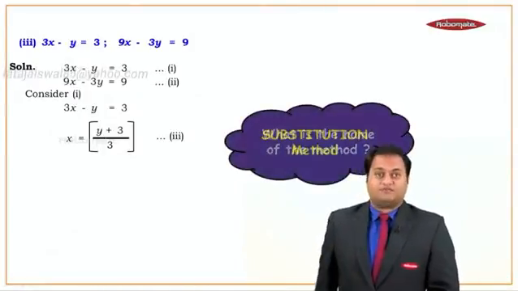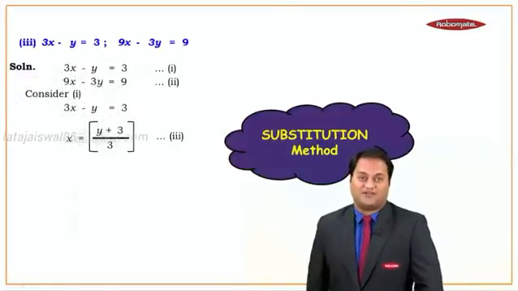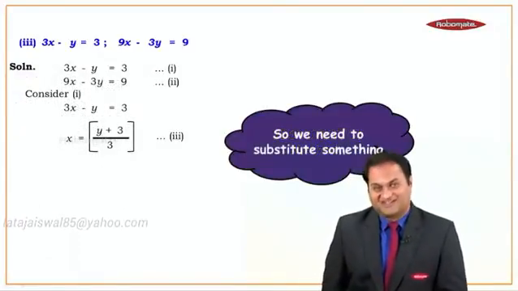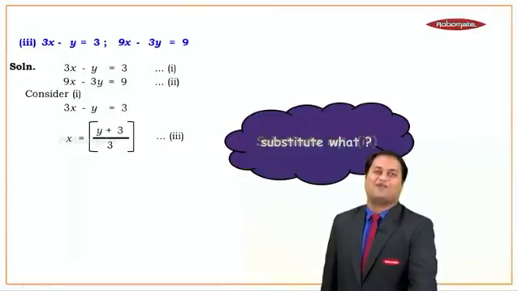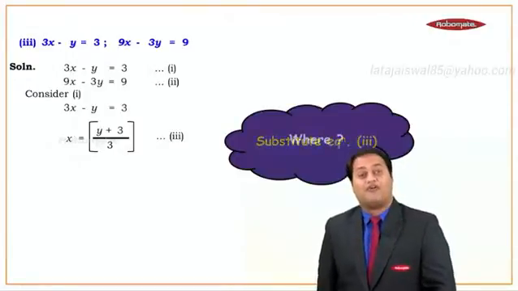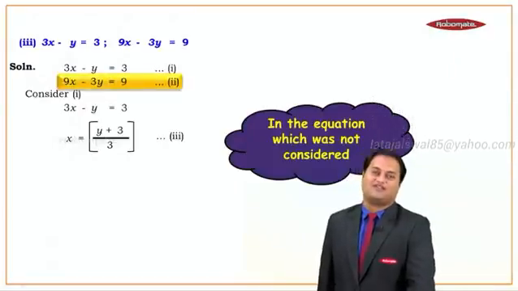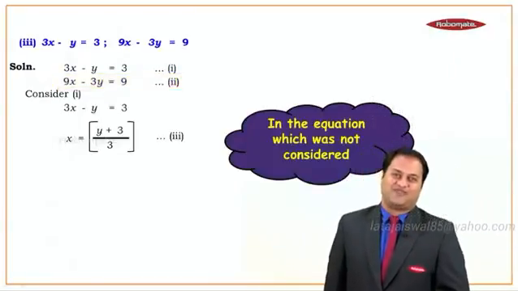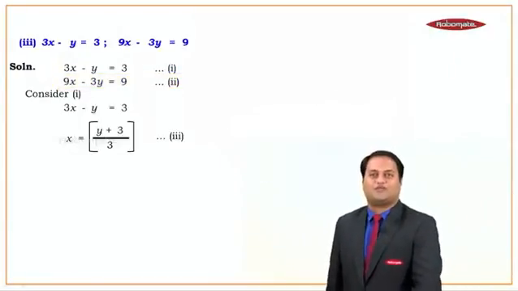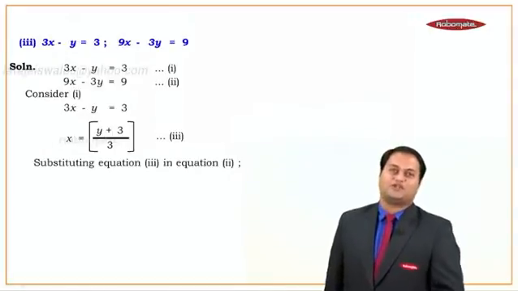Name of the method? Substitution method. So we need to substitute something. Substitute what? Equation number 3. Where? In the equation that we did not consider. In this case it is equation number 2. So let us substitute equation number 3 in equation number 2.